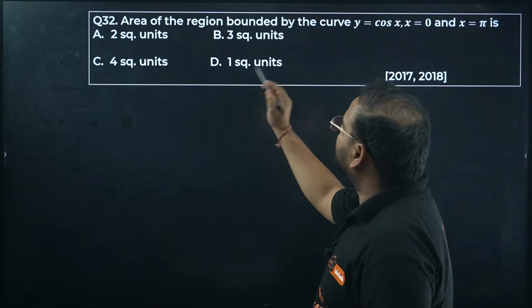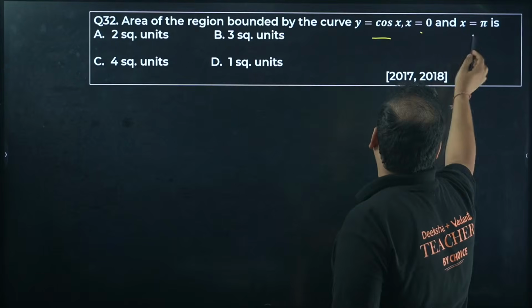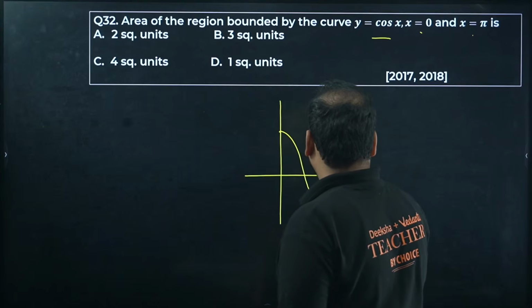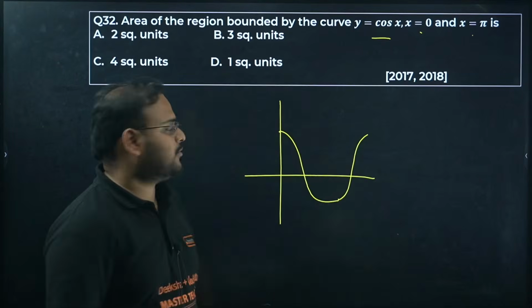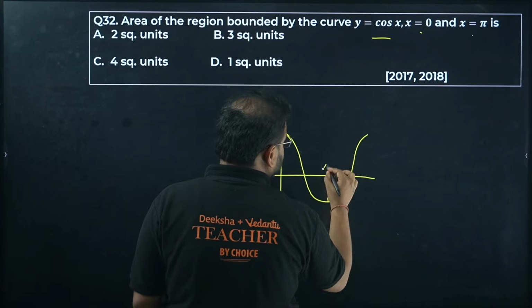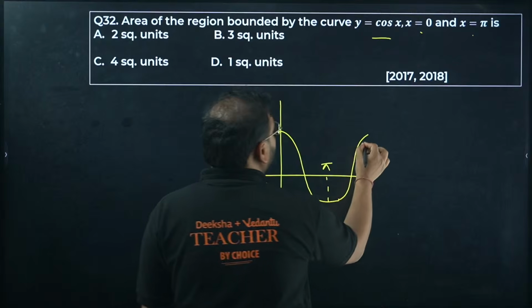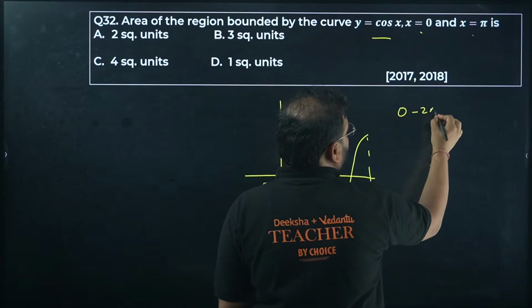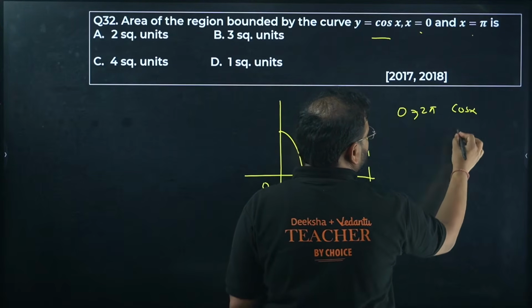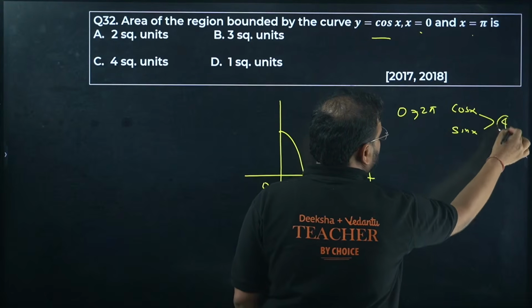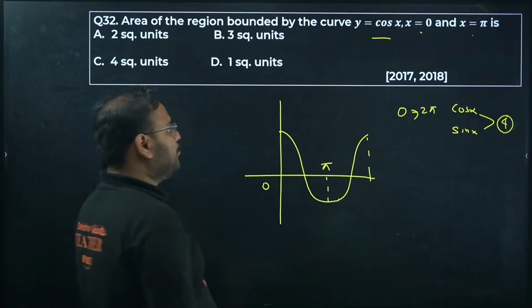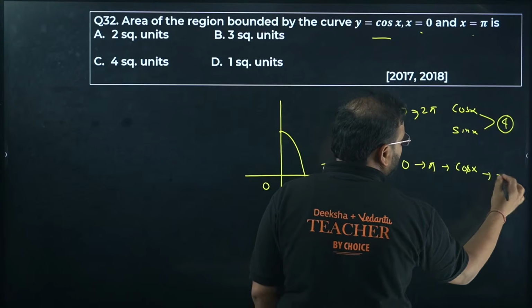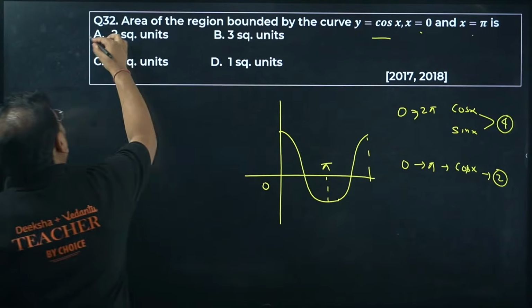Area of the region bounded by the curve, this, 0 and x equals pi. Check here. Cos x they are saying. So draw the cos x curve. They're saying between only 0 to pi. So this is your 0. This value is pi. If you know, for cos x and sin x, the area between 0 to 2 pi is always 4 units. So if you talk about 0 to pi only, you'll have the area as simply 2 units. So the answer is simply option A.